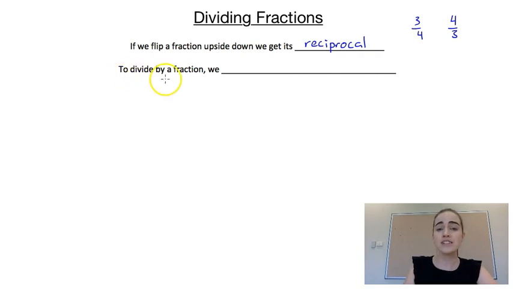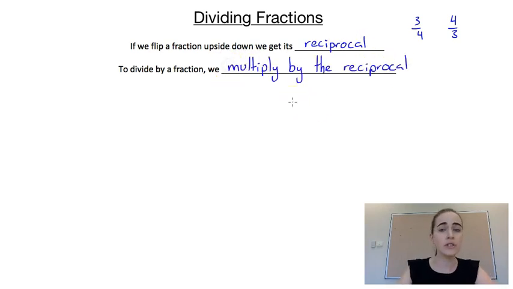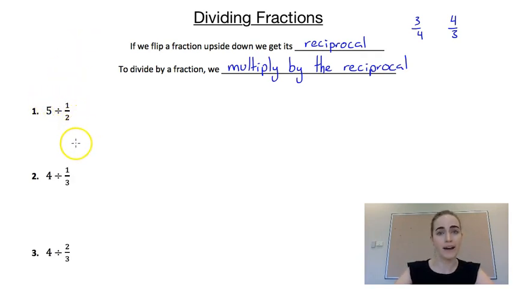So if we're asked to divide by a fraction, what we actually do is multiply by the reciprocal. We're going to have a look at a few examples and hopefully that will make a little bit more sense. Okay, so our first question is 5 divided by a half.